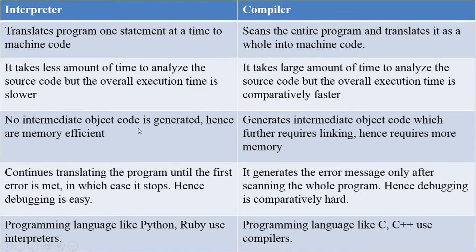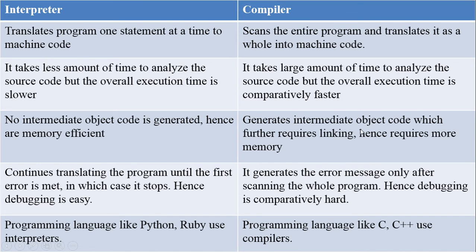No intermediate object code is generated by the interpreter, because it converts each line to machine code and then executes that statement. So after completing the conversion, we can't get any whole object code equivalent. No intermediate object code is available. It just performs the conversion of each line of instruction and executes it.